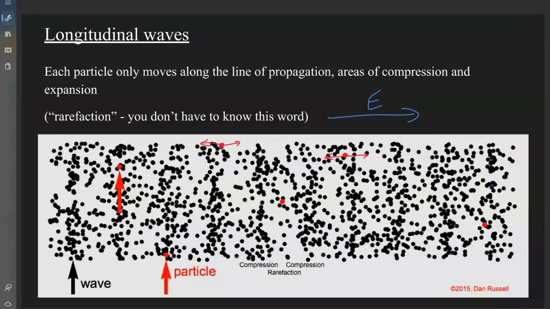and right. These words, compression and rarefaction, those are ones that you don't really need to know. Compression is just where the particles are. Rarefaction is where the particles aren't. But you don't need to know that. What you do need to know is that this is all due to particles colliding into particles.